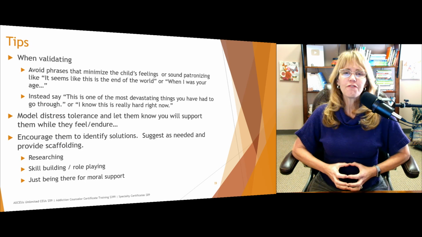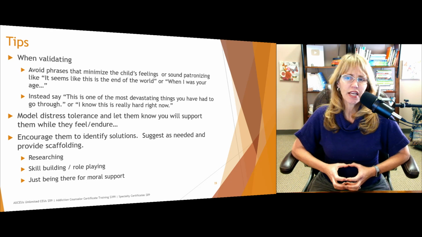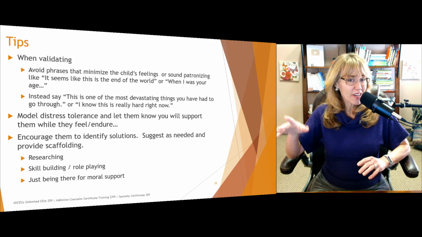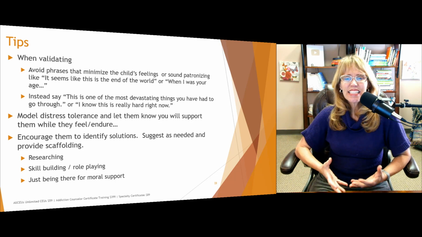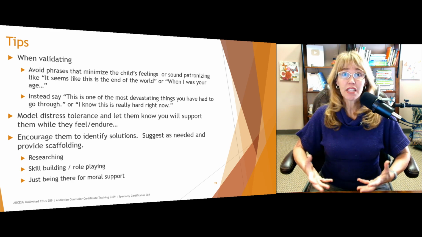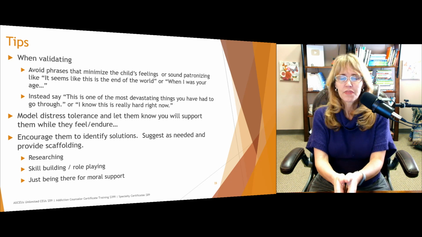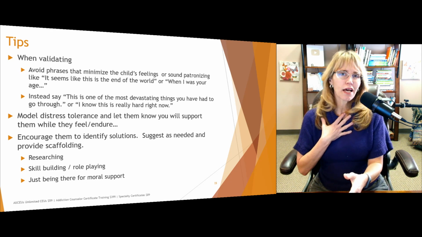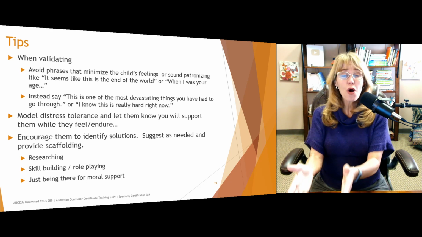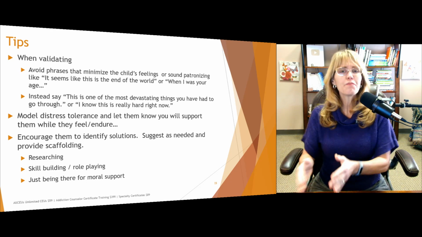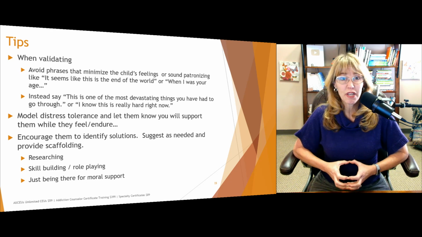When validating, avoid phrases that minimize the child's feelings or sound patronizing, like, I know it seems like the end of the world, or when I was your age, I went through the same thing. Trust me, you'll get past it. Instead, say things like you'd say to maybe another adult. This is one of the most devastating things you've had to go through. And, yes, as an adult, I can look at it and go, there are much worse things, but they haven't experienced that yet. Or, I know this is really hard right now. You're not minimizing, you're acknowledging how hard it is for them in their reality with their experiences at this point in time.